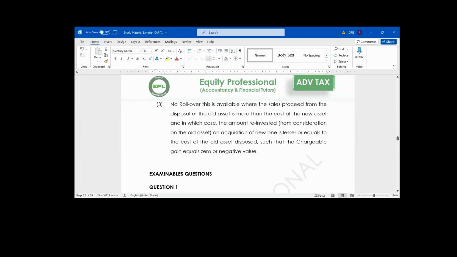That is nil rollover. In nil rollover, you don't have the right to defer any capital gain tax. The capital gain tax arising from disposal of that old asset will be paid now. You cannot defer it. There is no need to defer the capital gain tax. You are going to pay the capital gain tax now. That is what nil rollover is talking about.